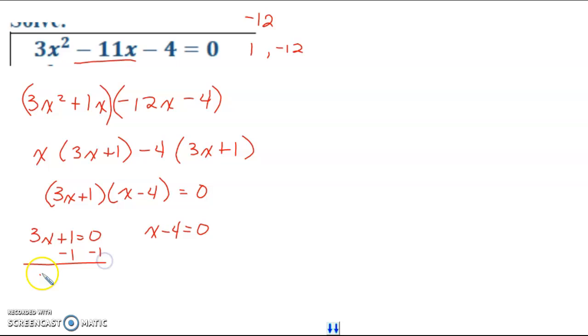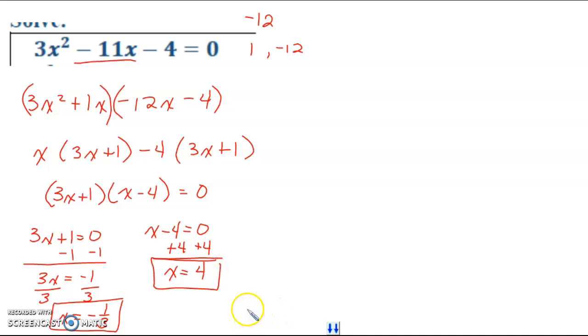Subtract 1. That would be divided by 3. So x possibly could be negative 1/3. Add 4 on this side. Or x could be positive 4. Okay, let me know if you have any questions.